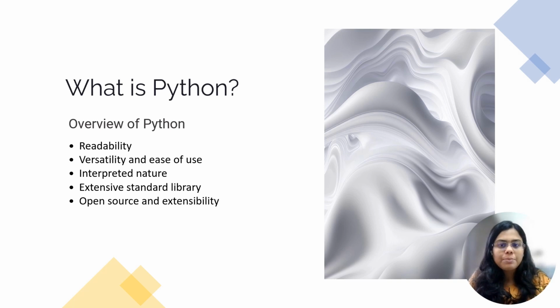So, extensive standard libraries. Python comes with a comprehensive standard library. It has multiple packages that allow it to perform multiple different activities such as incorporating file input and output, regular expressions, data manipulation, statistical modeling, and many more. The rich library reduces the need for external dependencies for many functionalities. And as we all know, Python is an open source language. It encourages collaboration and innovation. Its extensibility allows integrating with other languages and making it very versatile.